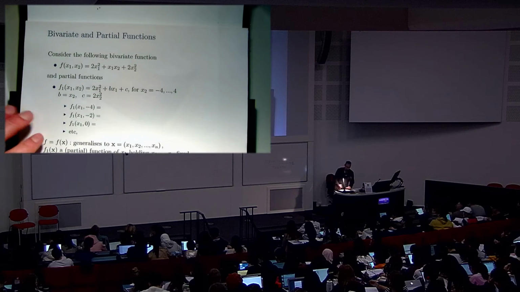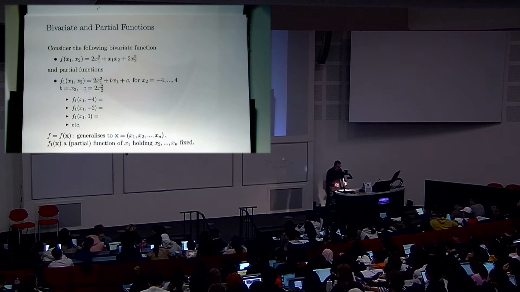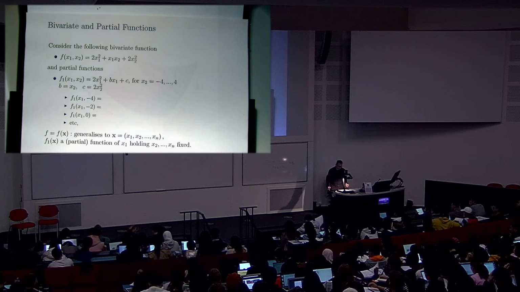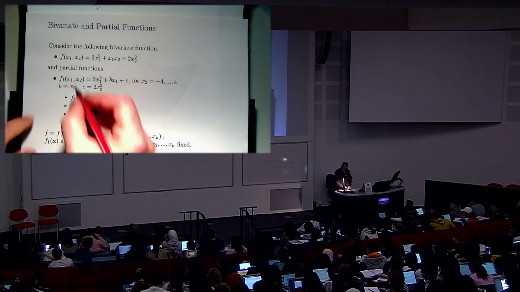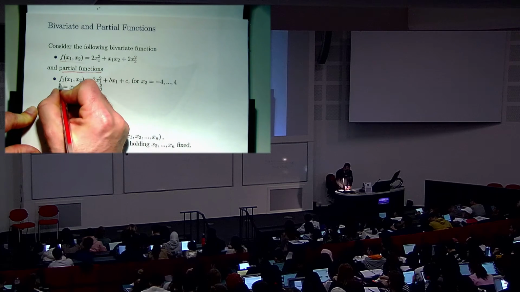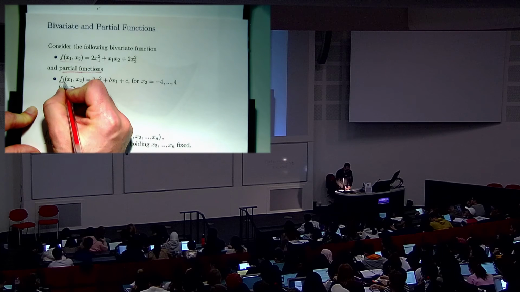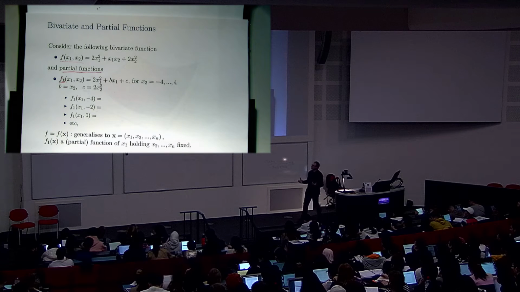So we need to think about partial functions. I stumbled a little bit. I looked at my slide on Monday and said, what the heck did he want to do here? So here's what I want to do. A partial function, here we have f. Now we're looking at the partial function f1. What does that mean? That means we're looking at the function, which really is a bivariate function.